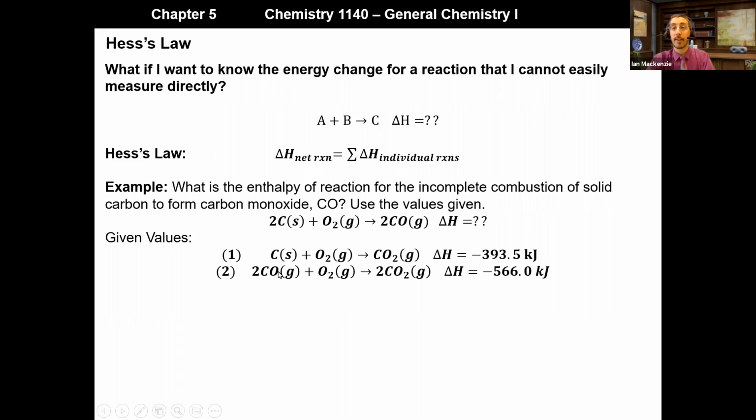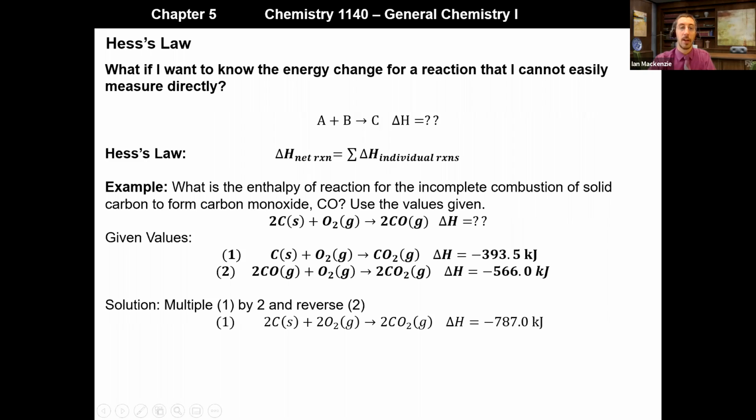Now it's on the wrong side. It does have the right number of them, so all I have to do is reverse equation 2. I have to multiply equation 1 by 2 and reverse equation 2. If I do that, I come out with now negative 787.0 kilojoules for equation 1 because I also multiplied the enthalpy. And now change the sign of the enthalpy for the second equation because I reversed it.